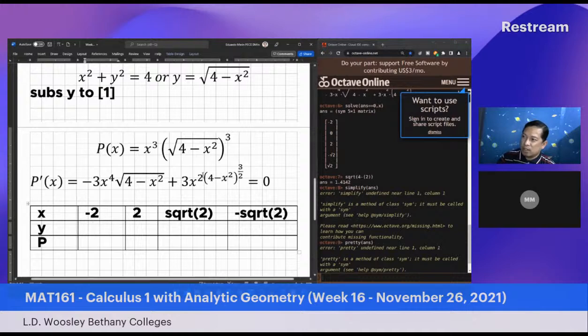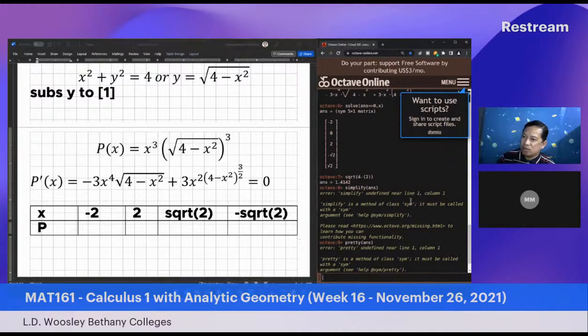Pwede na natin diretsuhin yung product. Dito natin isalpak yung maximum product. Hindi pala. You don't need to solve for y, kasi meron naman tayong function in terms of product, x cube. We'll just use this formula to see which one would yield the maximum product for this case, no?